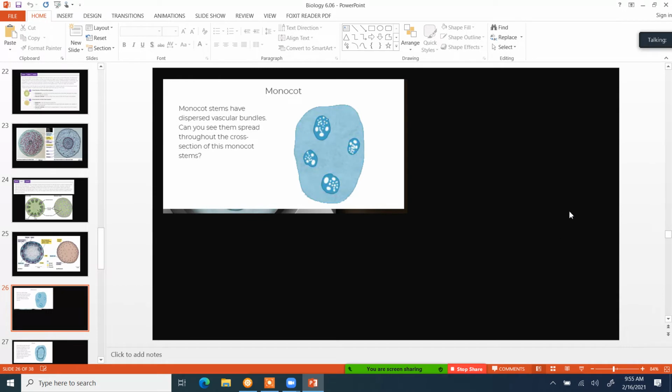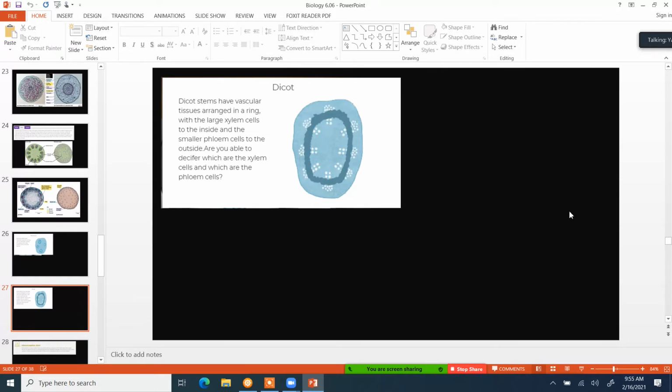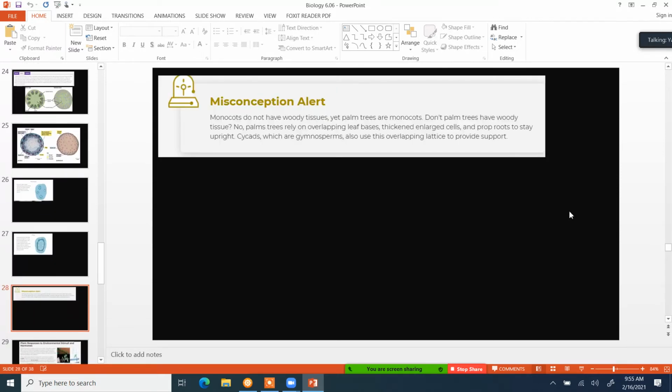I think this is basically the same thing. These pictures are not as good, so I'm just going to skip those.